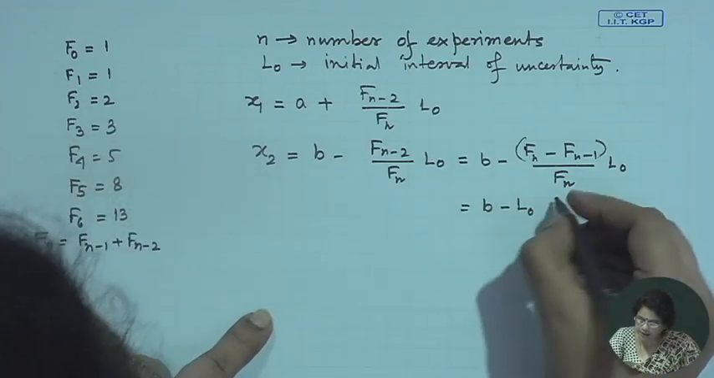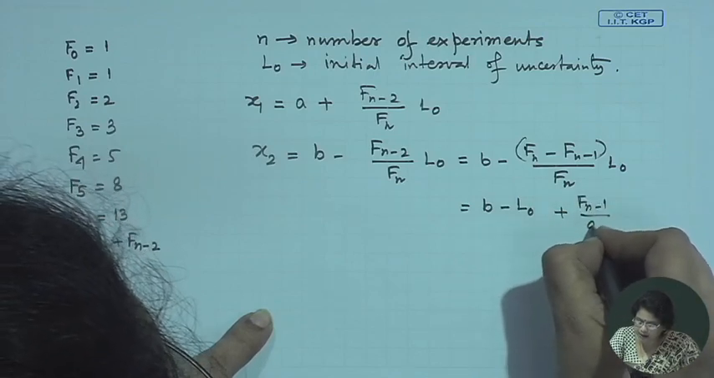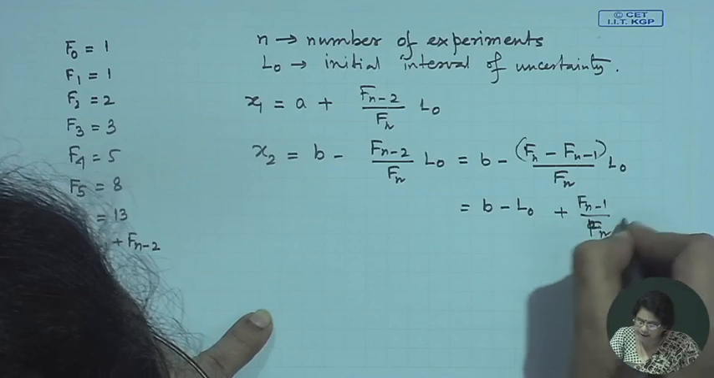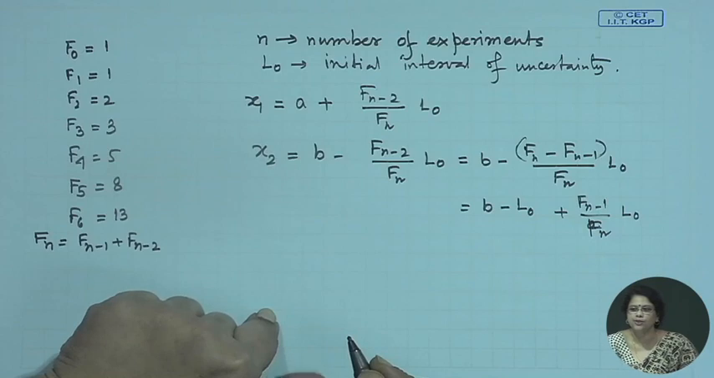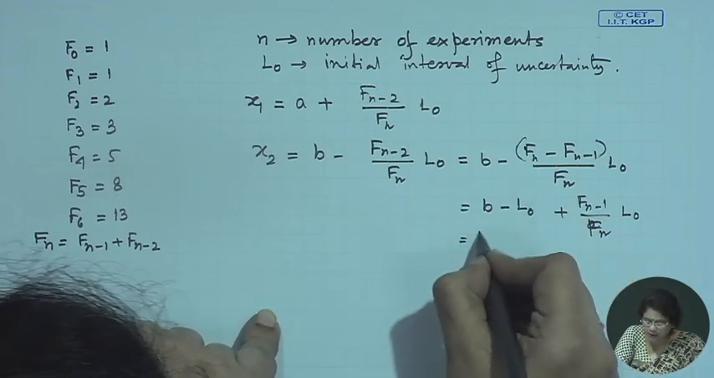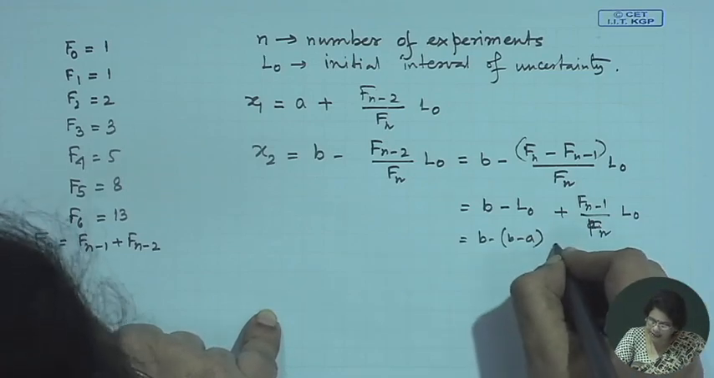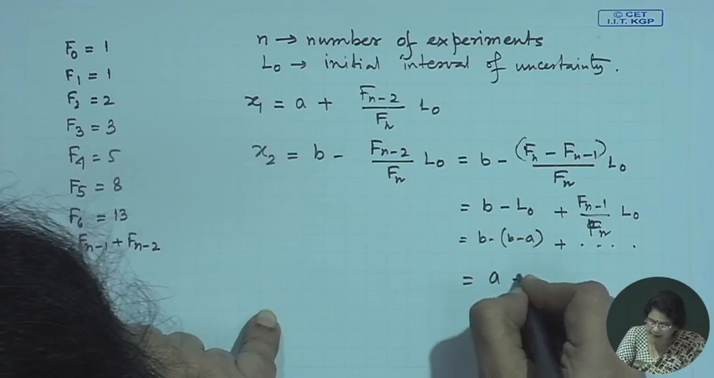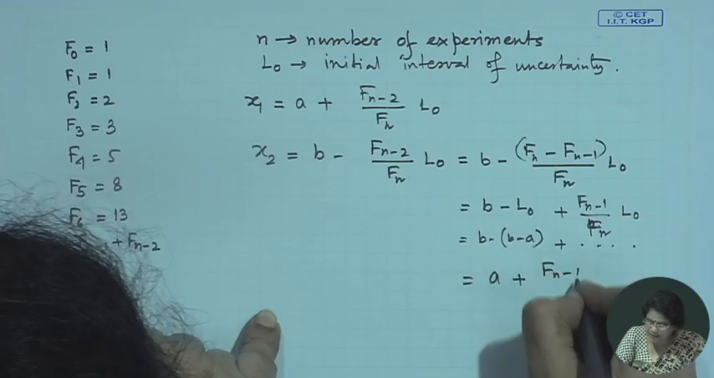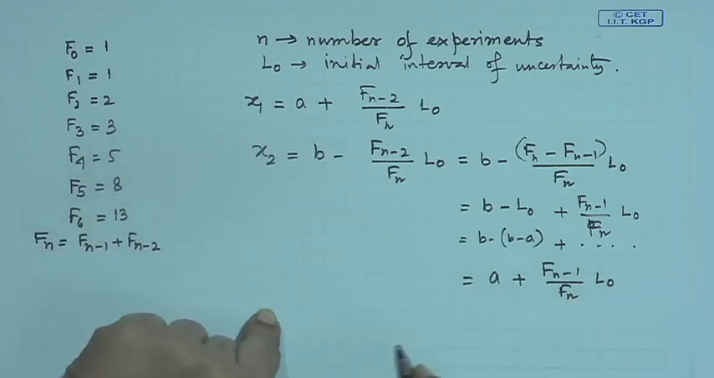alright, plus Fn minus 1 by Fn L naught. What is my b minus L naught? L naught is equal to b minus a, plus this term. That is why the b's will cancel, I will get a plus Fn minus 1 by Fn L naught. Did you get the beauty of using the Fibonacci number?